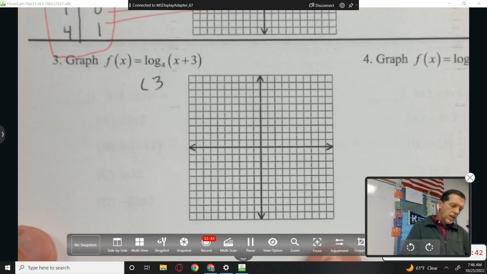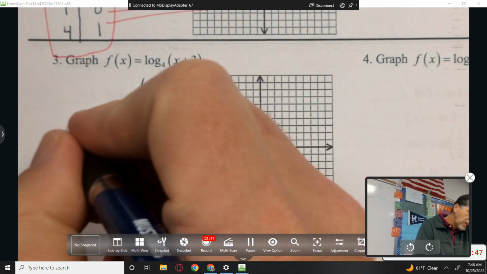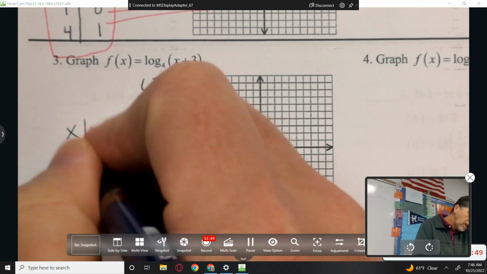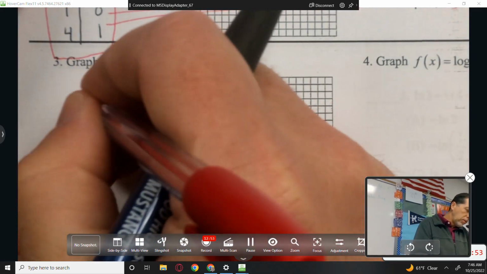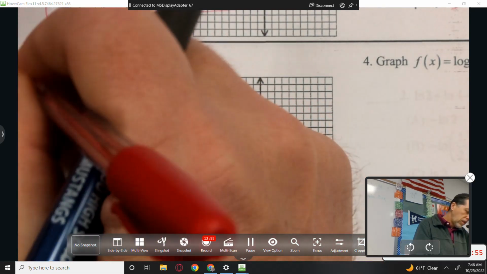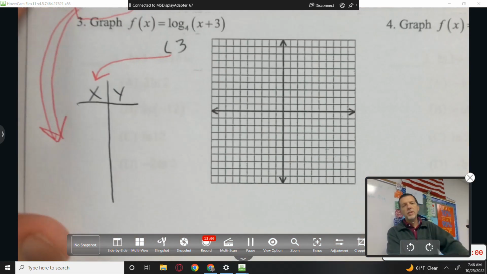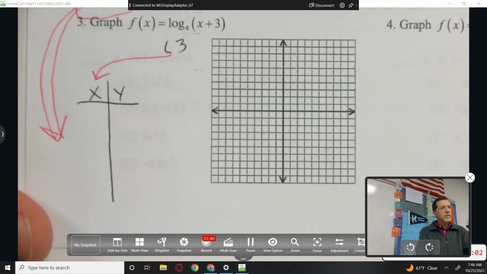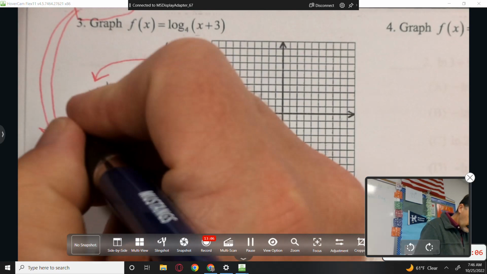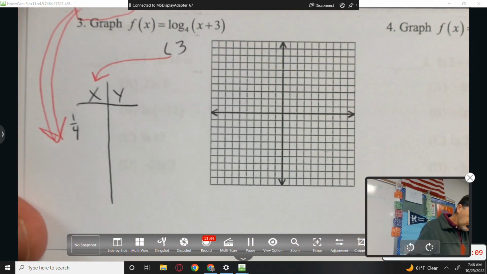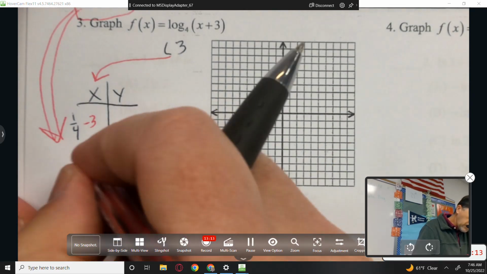Number 3. The plus 3 is in parentheses, so that's a left 3 thing. So that means we'll adjust our x values. And again, all we're doing is borrowing from the first table. We're starting with that first table and changing things. So left 3 is going to be minus 3 from the x coordinates.